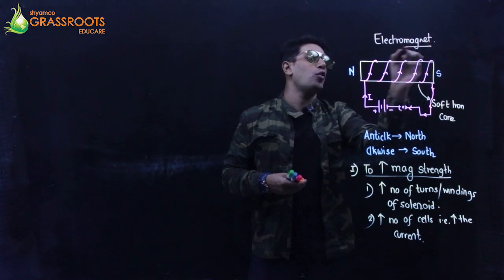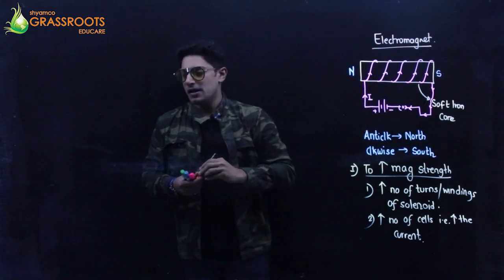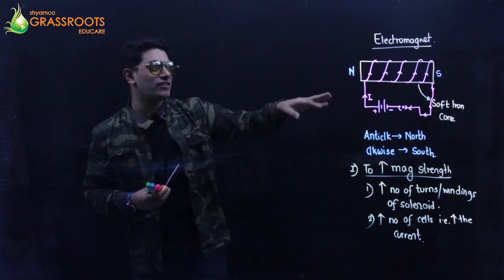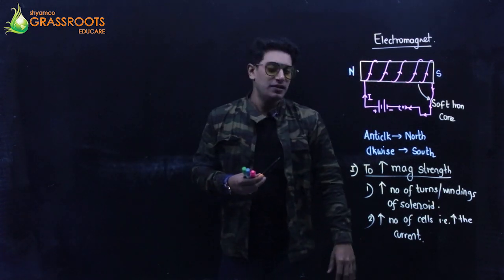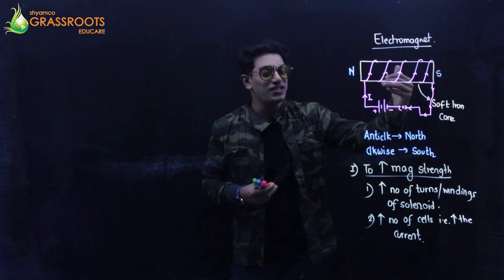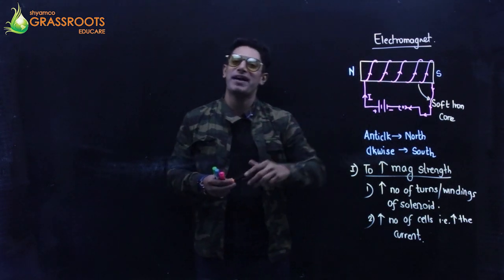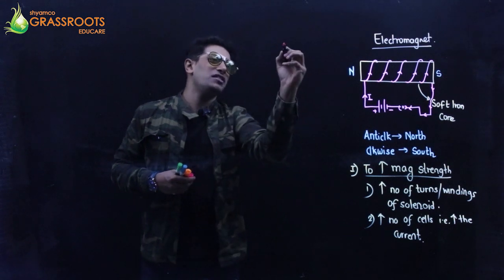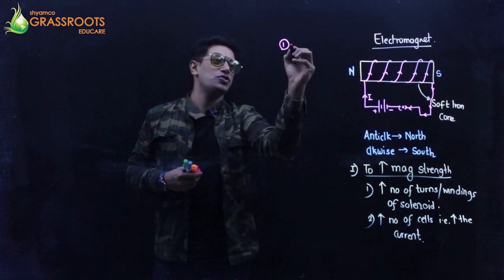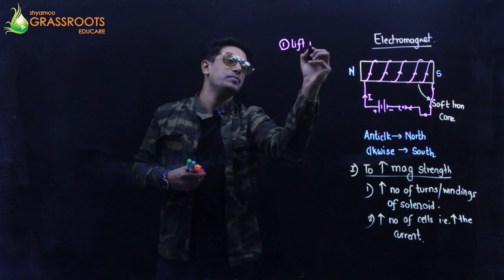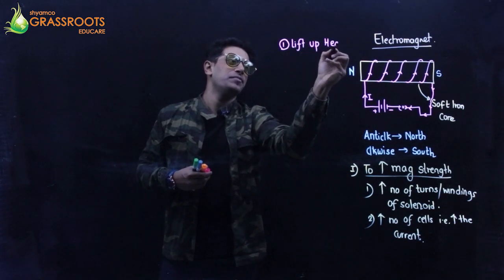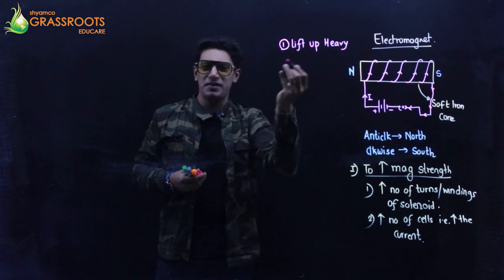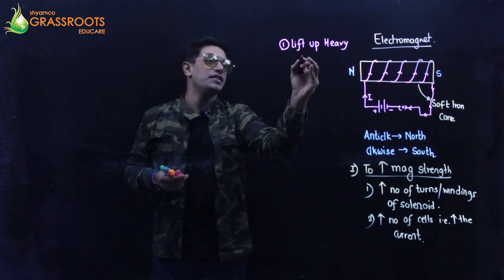So we spoke about what is an electromagnet, how we determine the north and the south poles, and the ways of increasing the strength of the magnet. What are the uses of the electromagnet? They are used in many industries. First, to lift up heavy cranes during the construction of buildings or bridges or roads. Heavy cranes.